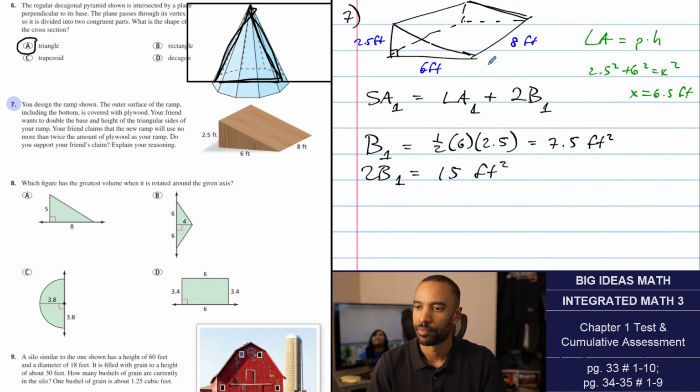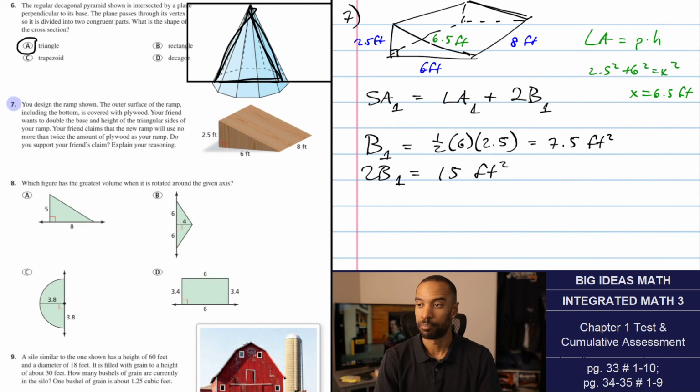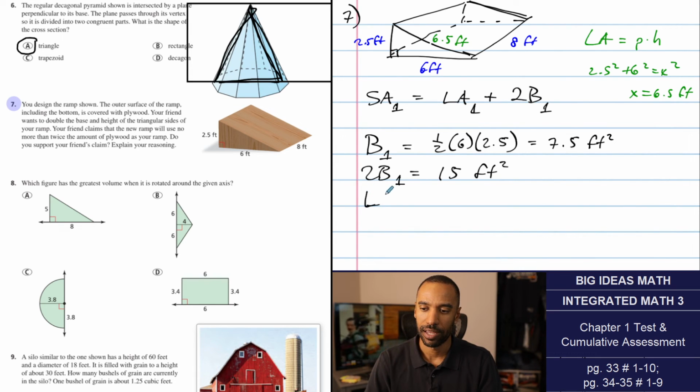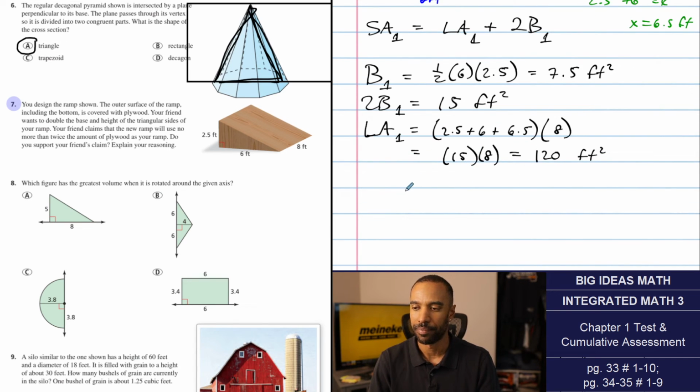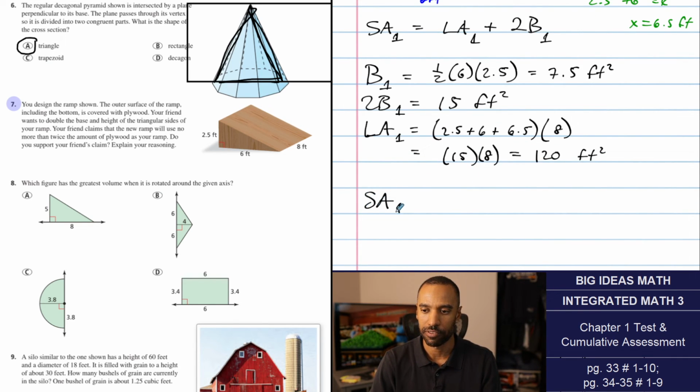Let me write it. You can continue your Pythagorean theorem and you should get 6.5 as well, exactly. So lateral area of object 1 is the perimeter of the base, 2.5 plus 6 plus 6.5, times the height of the prism, that's 8. So 2.5 plus 6.5 is 9, plus 6 is 15. 15 times 8 is 120. So 120 square feet of that. You have 2 bases at 15 plus your lateral area, which is 120. 15 plus 120 is the surface area of the whole thing, which is 135 square feet.